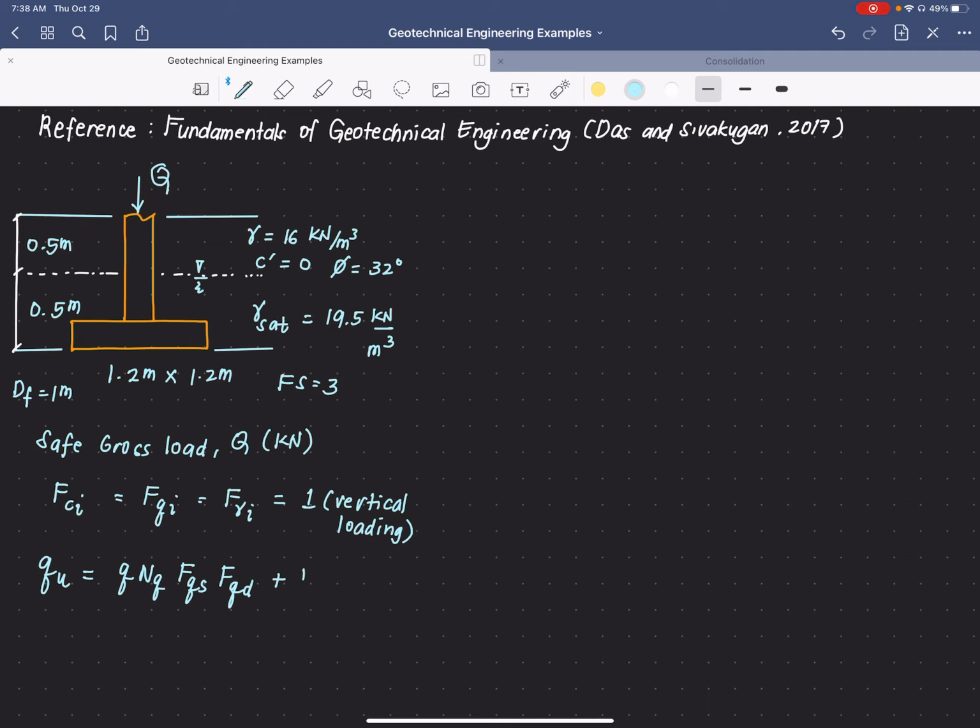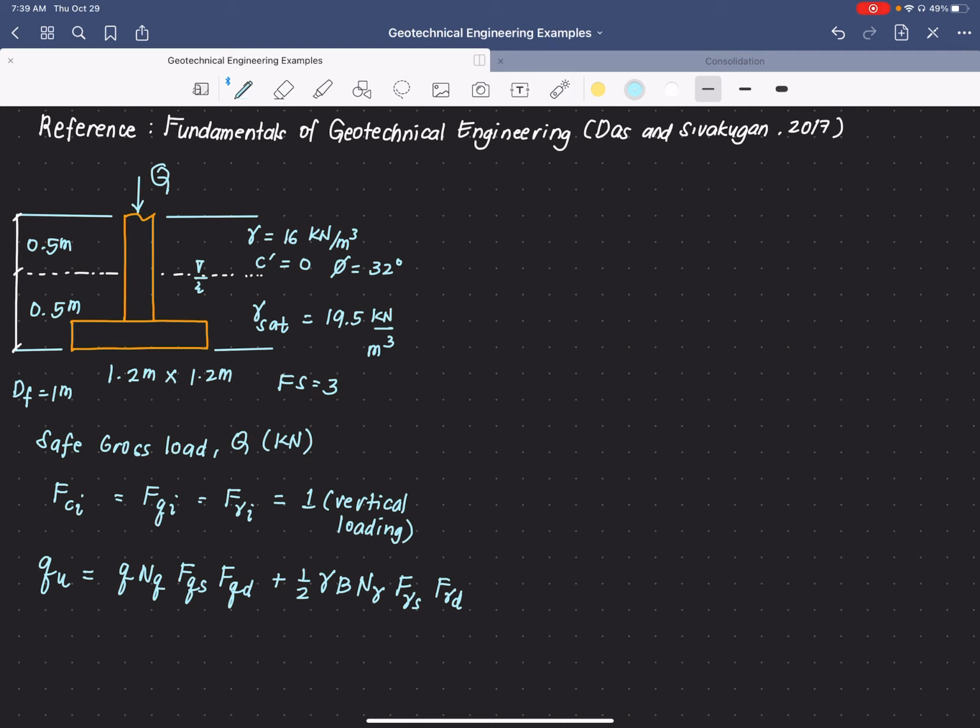So plus we have 1/2 of gamma times B times N sub gamma, times the shape factor for this term, multiplied by the depth factor for this term. So that's the formula that we're going to use. And let's look at the formula.